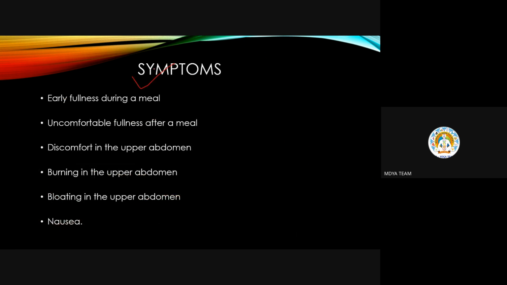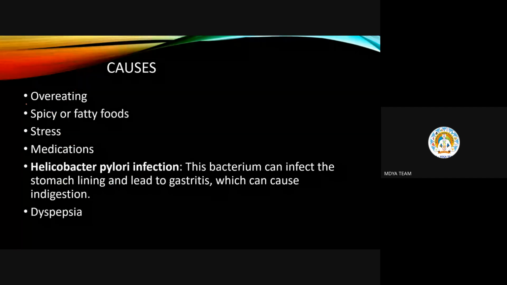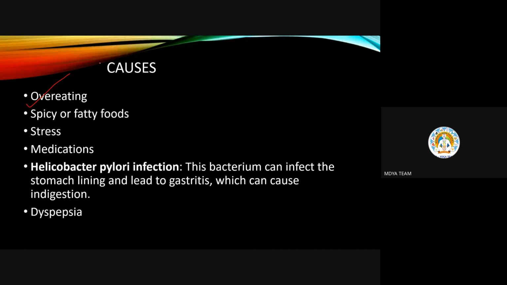Symptoms for it are early fullness during the meal, very simple. Uncomfortable fullness after the meal, then discomfort in the upper abdomen, burning in the upper abdomen, bloating, nausea, all symptoms we have seen before. Causes: overeating. What are the main causes? If we go for overeating, no proper digestion of the food happens inside and it will lead to indigestion. Or some food poisoning, or something which is not suiting your body.